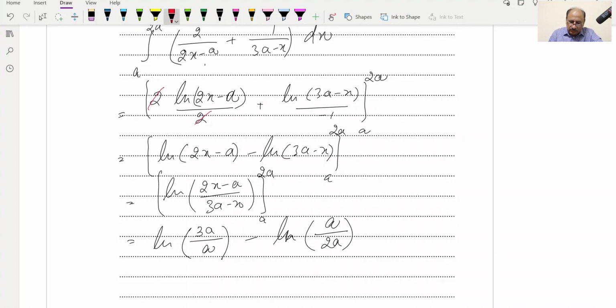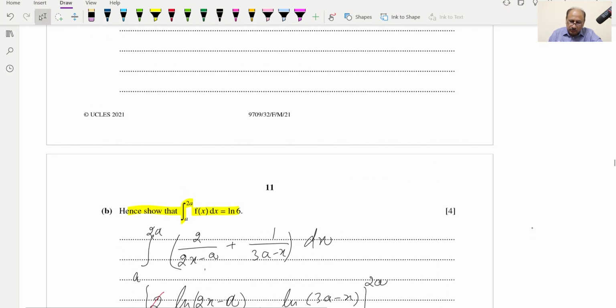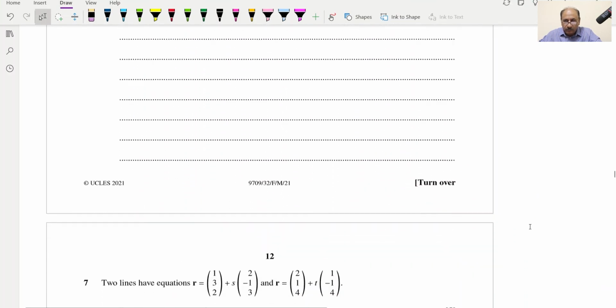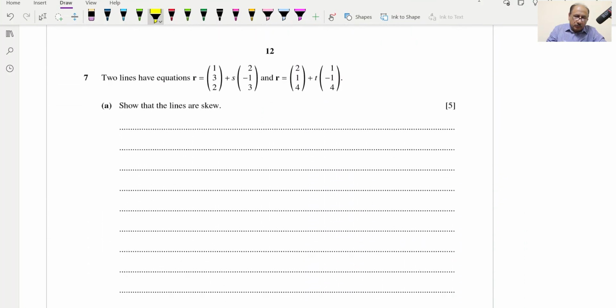Now we can cancel this a, and we will get the equation log of 3 minus log of 1 over 2. So log of a minus log b again. So log of 3 over 1 by 2, and this will be equal to log of 6, and this was what we needed to prove. This was a 4-mark question which we have done. Hopefully you understood this.